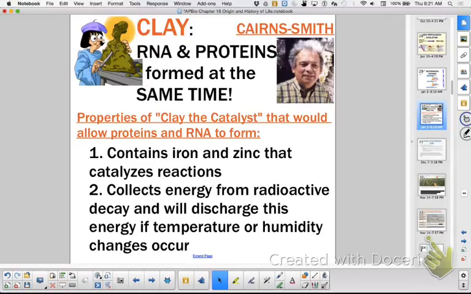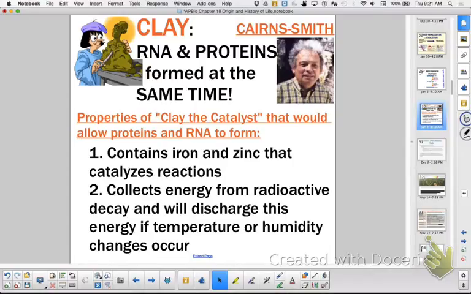And that you had RNA and proteins form at the same time. And because clay can act as a catalyst, it has iron, it has zinc in it, and it can collect energy and re-radiate it out. So that is saying that your system to pass on information to the next cell, if you're a self-replicating organism now, a true cell, maybe that RNA and the proteins came about at the same time.